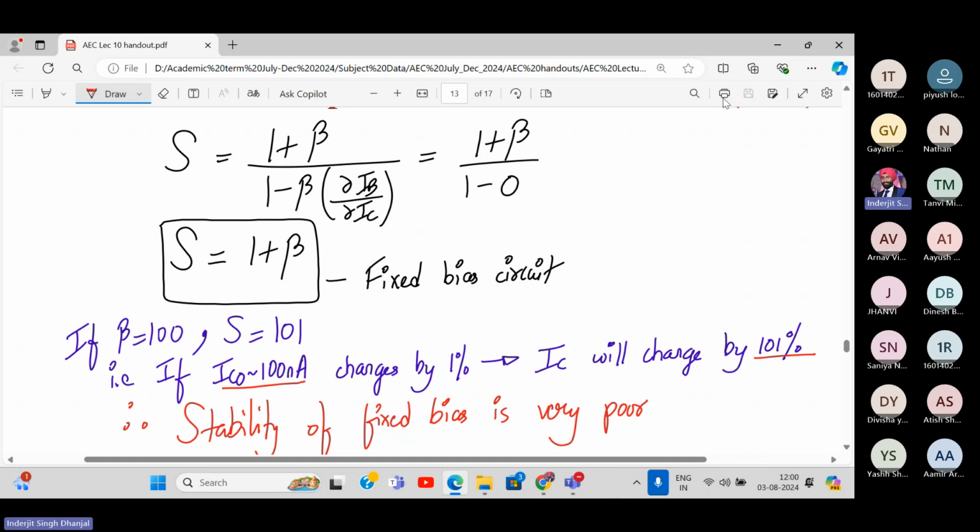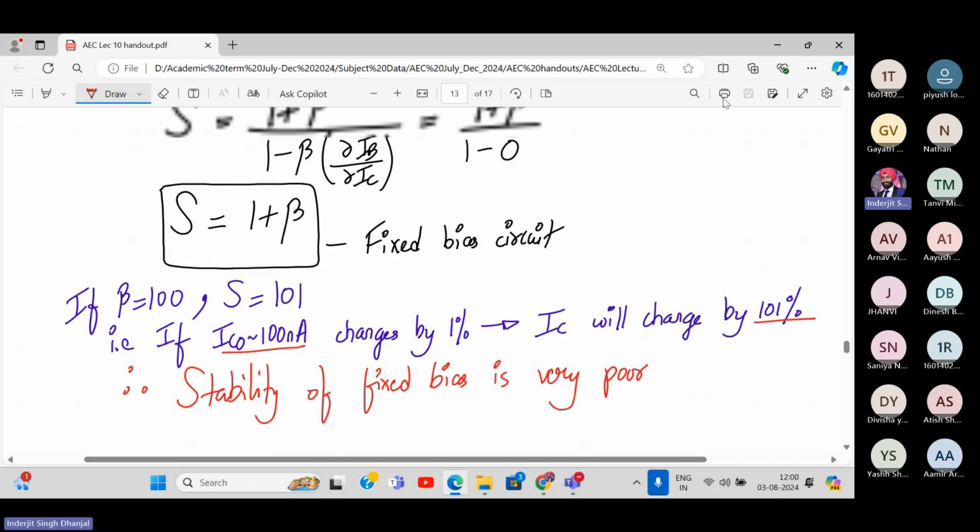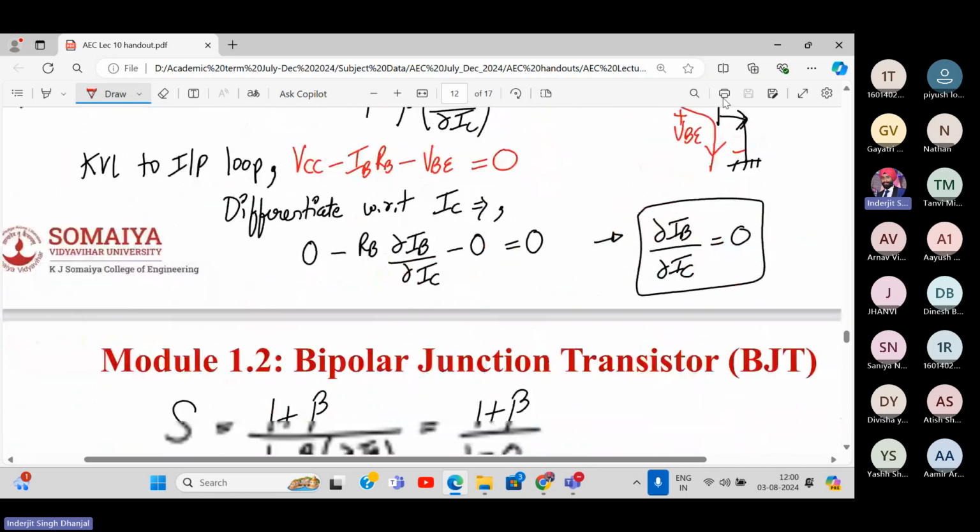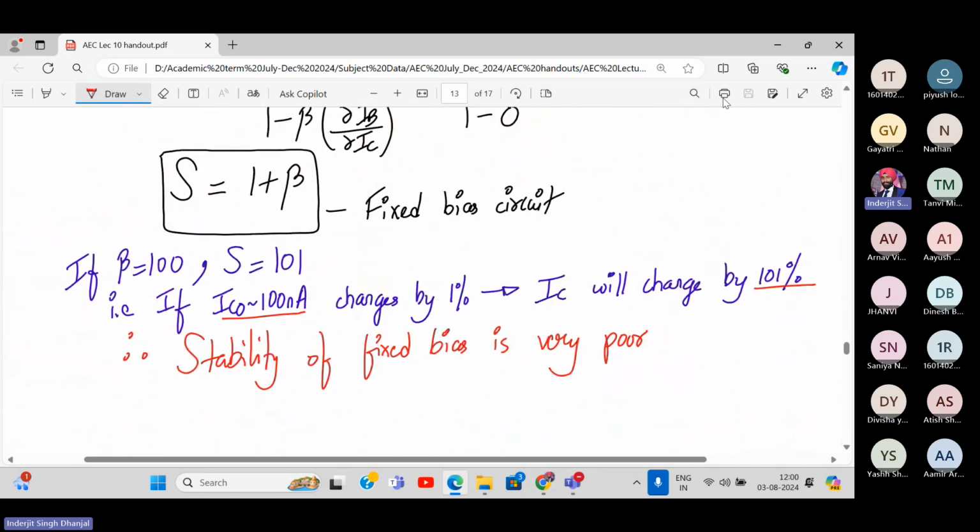Now the last part. Understood this, everyone? Are you following? Yes or no? We have now derived the stability factor for the fixed bias circuit.